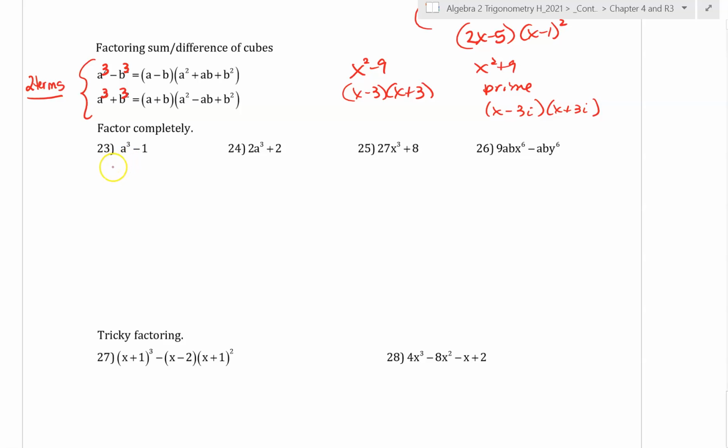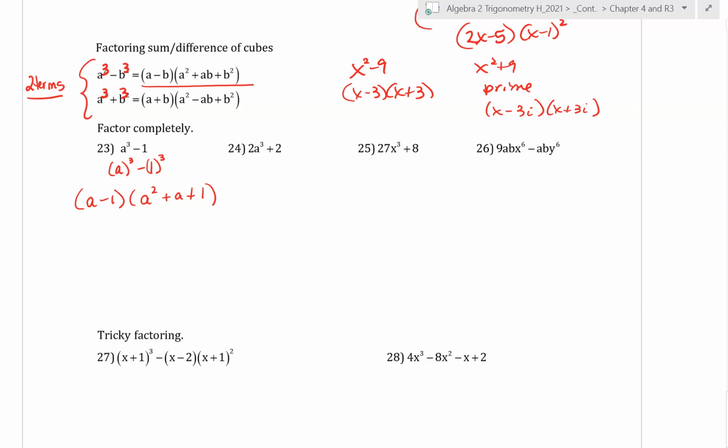So we have to think for the first one, isn't that a cubed, and isn't 1 cubed 1? So the a is going to be my a, and the 1 is going to be my b. So I use this formula, and I would say a minus 1, and then a squared plus 1a plus 1 squared. So that is how you would factor a cubed minus 1.